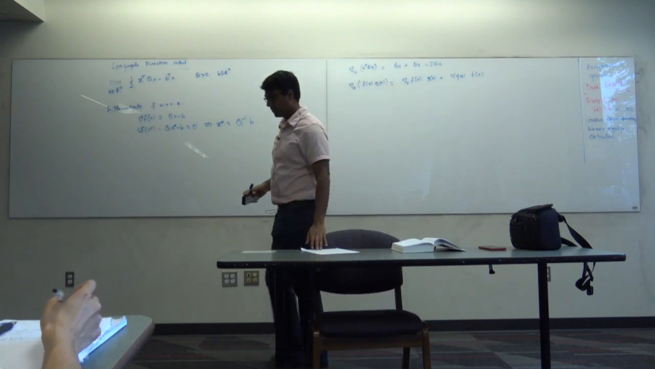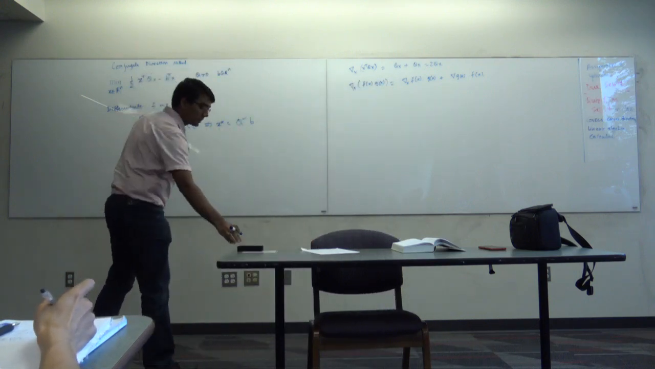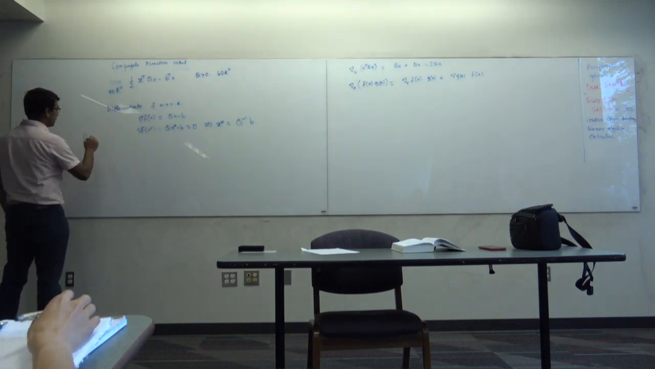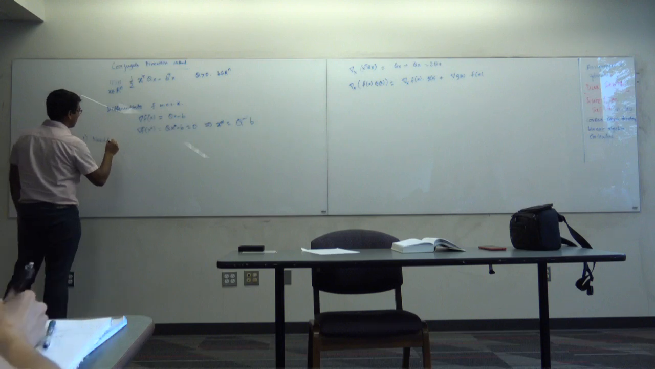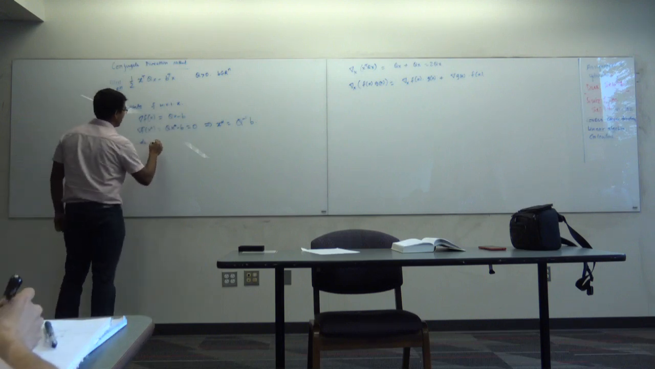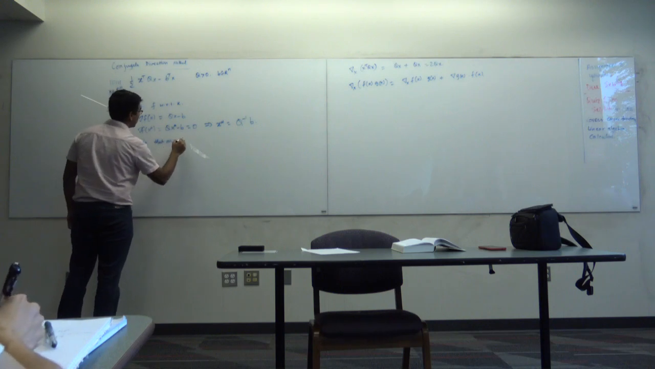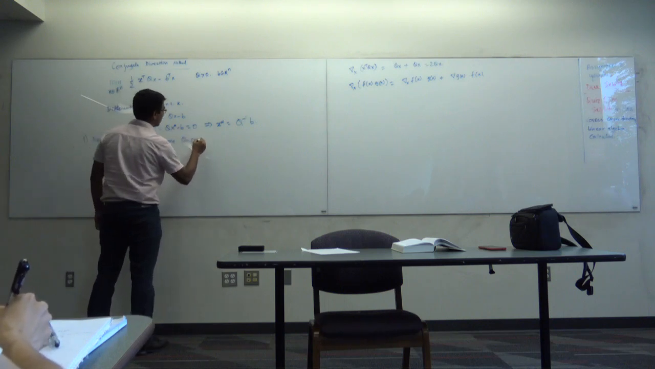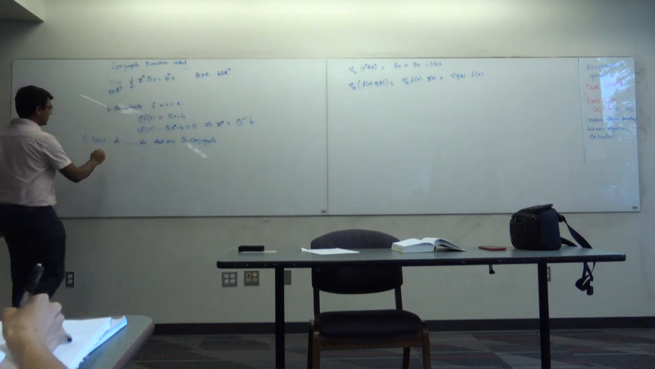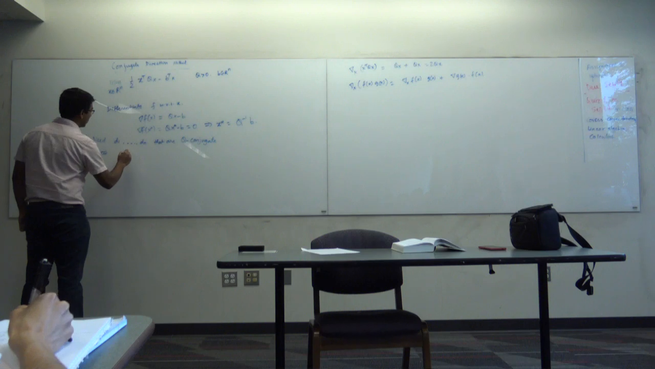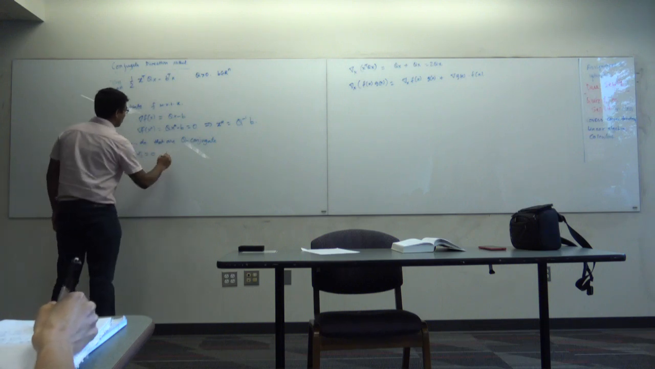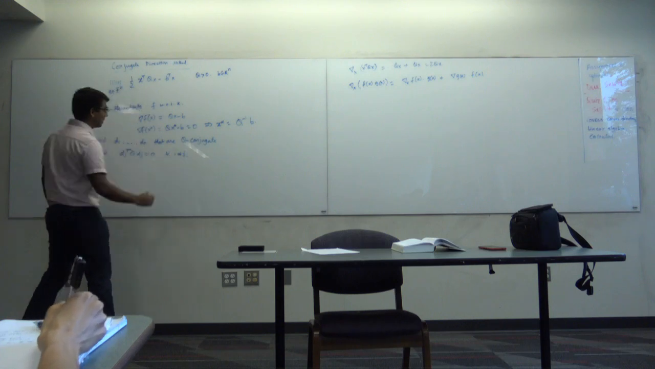So what's the setting? The first thing is I need directions d1 all the way up to dn that are Q-conjugate. What does that mean? I want di transpose Q dj to be equal to 0 for all i not equal to j.